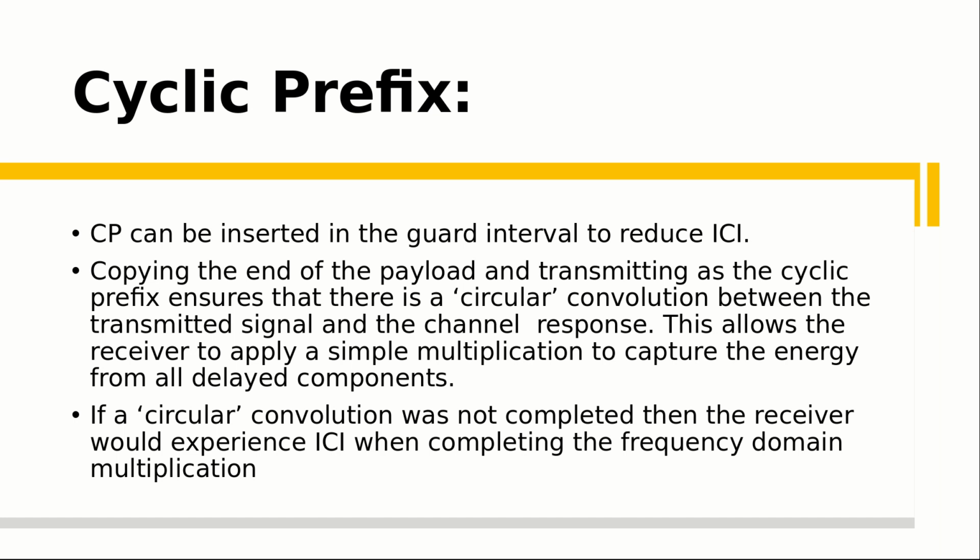CP can be inserted in the guard interval to reduce the ICI. ICI is nothing but inter-channel interference. So what they will do, they will copy the last part of the payload and transmit it at the start as the cyclic prefix. At the receiver side, circular convolution will happen to decode the data. If that convolution is not completed, then the receiver would experience inter-channel interference.